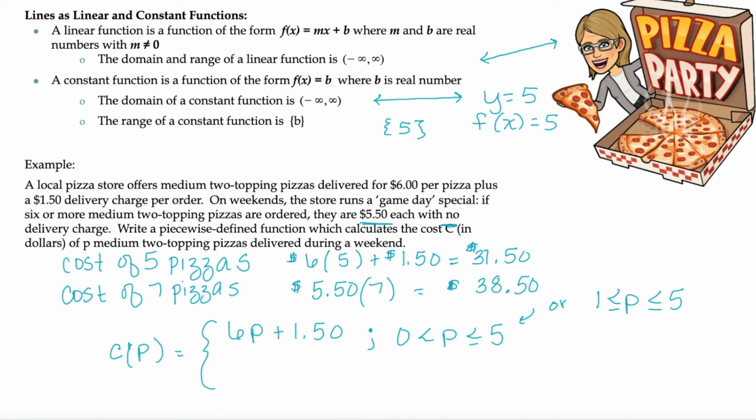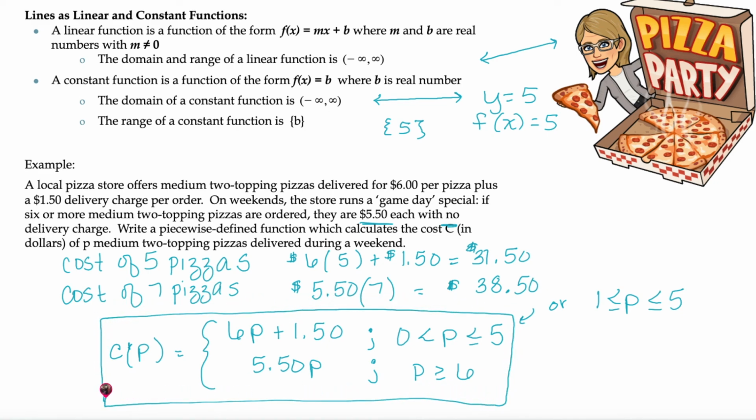The other part happens when we have 6 or more pizzas. Then it would cost us $5.50 per pizza when the number of pizzas we order is greater than or equal to 6 pizzas. So now we have just written a piecewise function for the number of pizzas that we are ordering. And this concludes our lesson for 2.1.